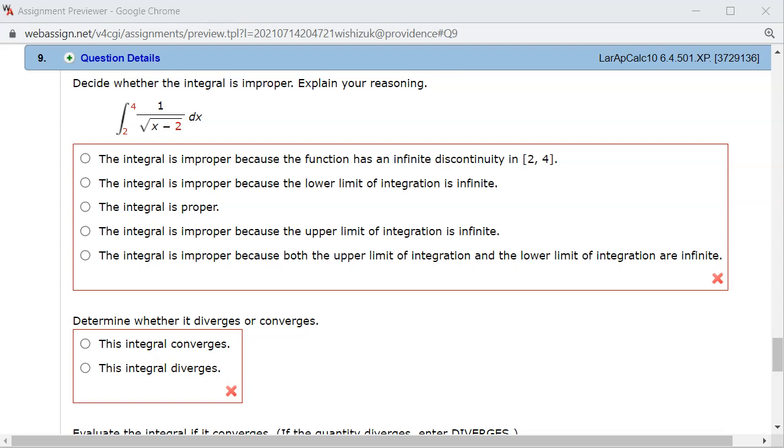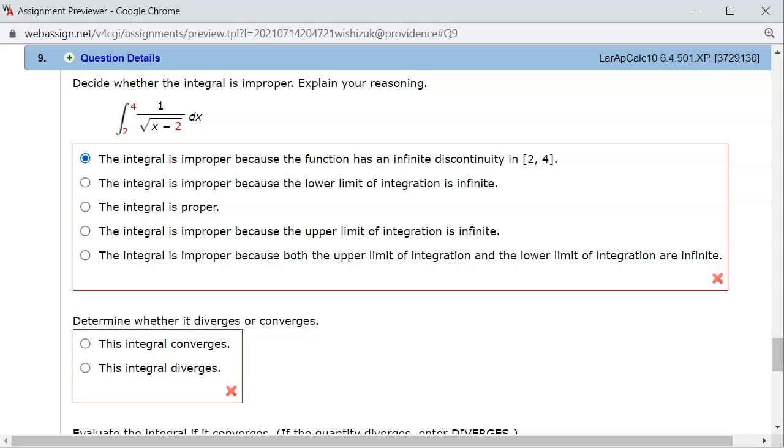All right, let's look at homework 6.4, problem number 9. We want to decide whether the integral is improper. As you can see, at the lower limit, x equals 2, which makes the denominator 0. So you're going to have an infinite discontinuity there. So the integral is improper because the function has an infinite discontinuity in the interval 2 to 4.